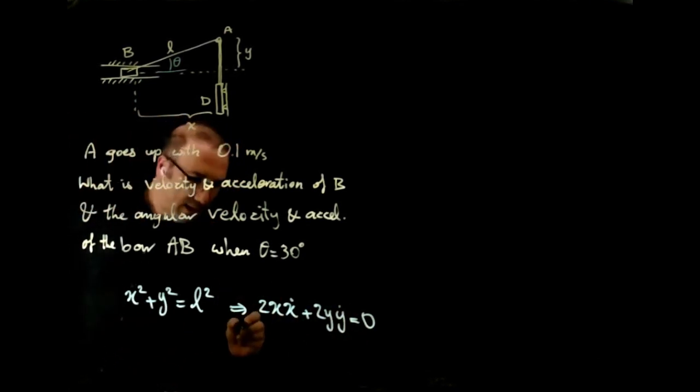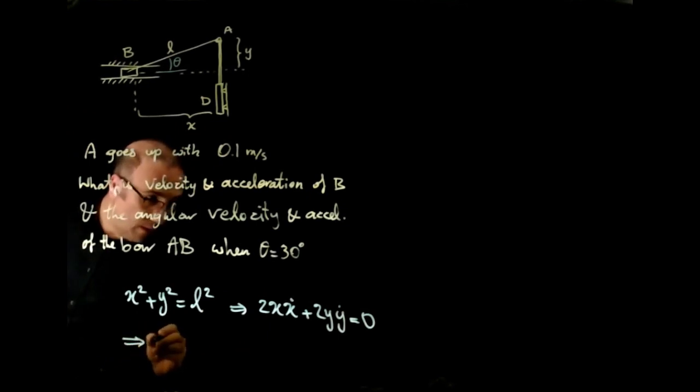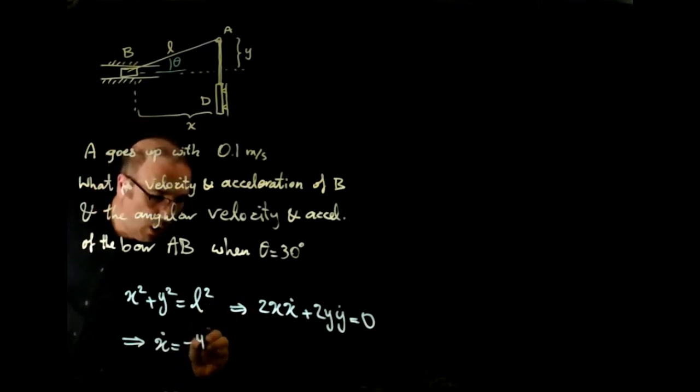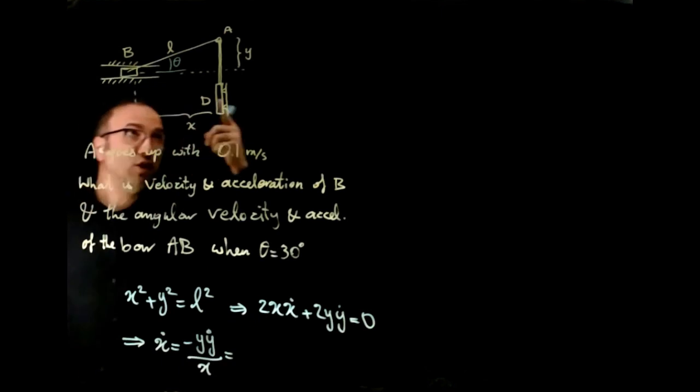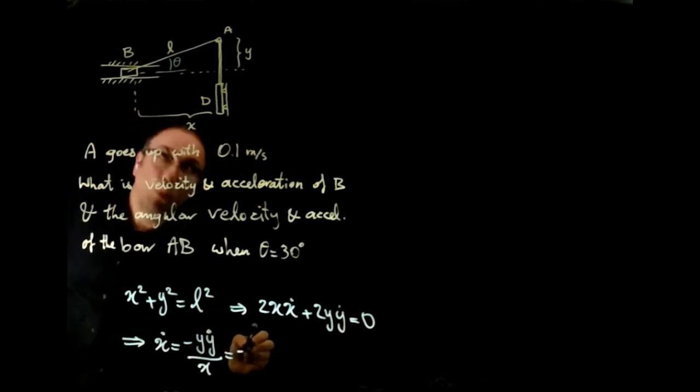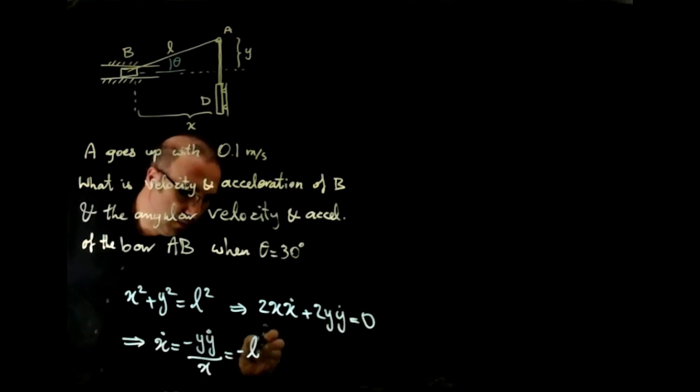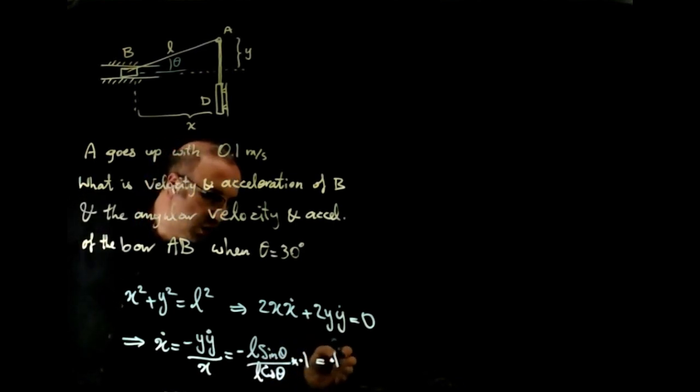Then from this, we can get that x dot equals negative y dot divided by x. And because we know theta, y is L sine theta, and x is L cosine theta, and y dot is 0.1. So this is 0.1 times tangent of theta.